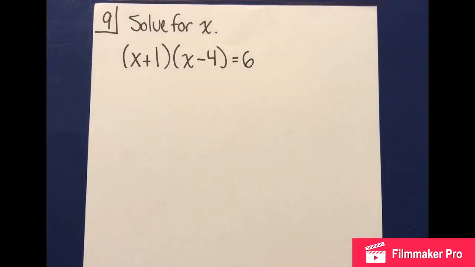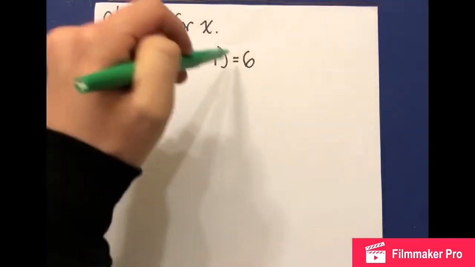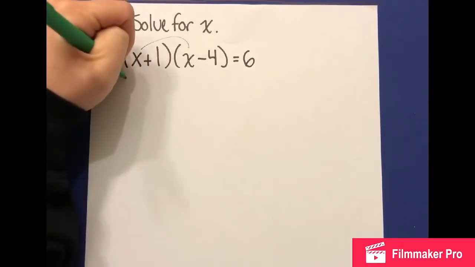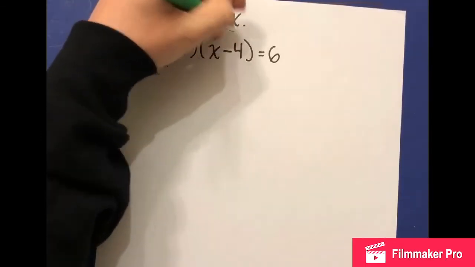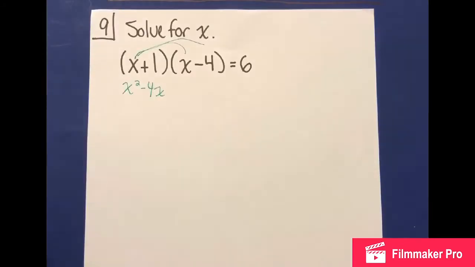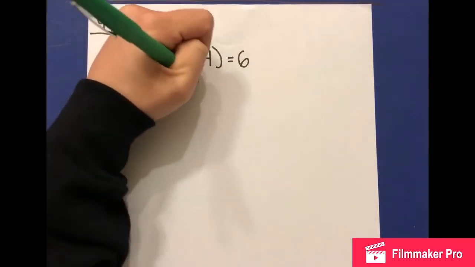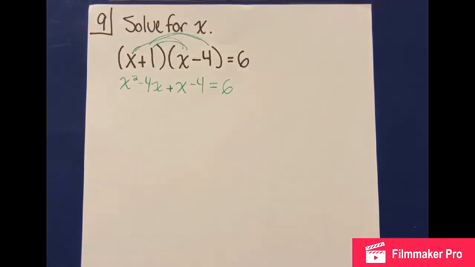That's that problem. Number 9 is a really cool problem. I really like this one because it's not set up like the other ones are. Before I actually do anything, I have to FOIL it out. So take this side and FOIL it out. So I get x squared minus 4x plus x minus 4 equals 6.